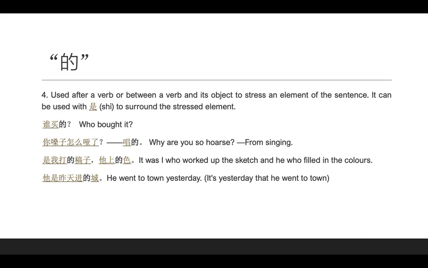So you need to always put the 的 after the verb or the adjective, but the part it is stressing is either the verb before it, or if you have a 是, it is stressing the part after 是, and before the verb or before the adjective.